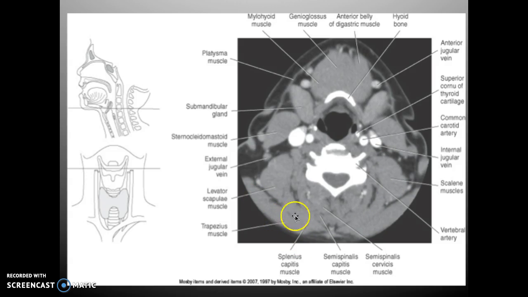So we have your trapezius, your splenius capitis, your semispinalis capitis, and your semispinalis cervicis, and your levator is right here. This is your external jugular. Your sternocleidomastoid muscle and your submandibular gland is there. This is your anterior jugular vein. I know. If you label that the facial, I wouldn't be surprised.